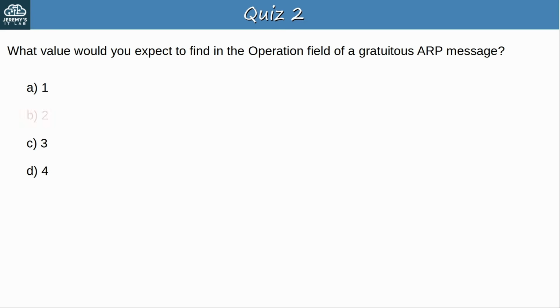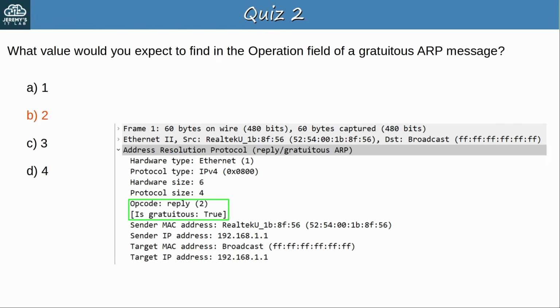Okay, the answer is B, 2. A gratuitous ARP message is an ARP reply that is sent without first receiving an ARP request. ARP replies use a value of 2 in the operation field, so that is what you will find in the same field of a gratuitous ARP message.